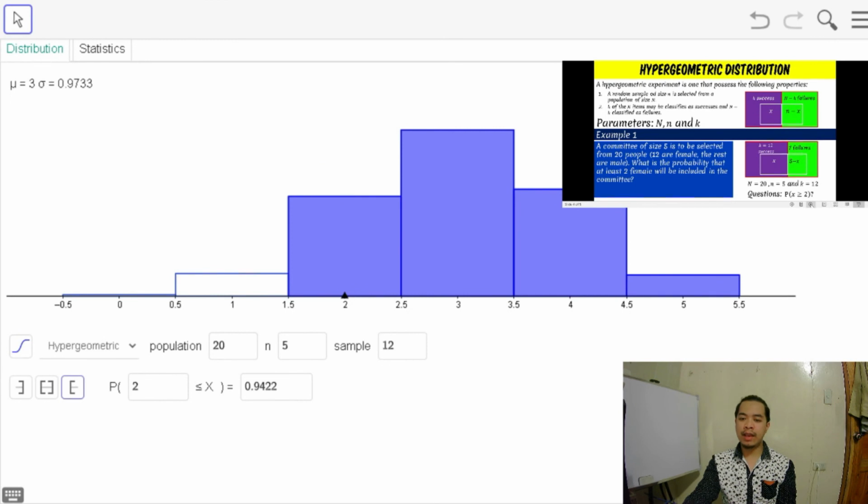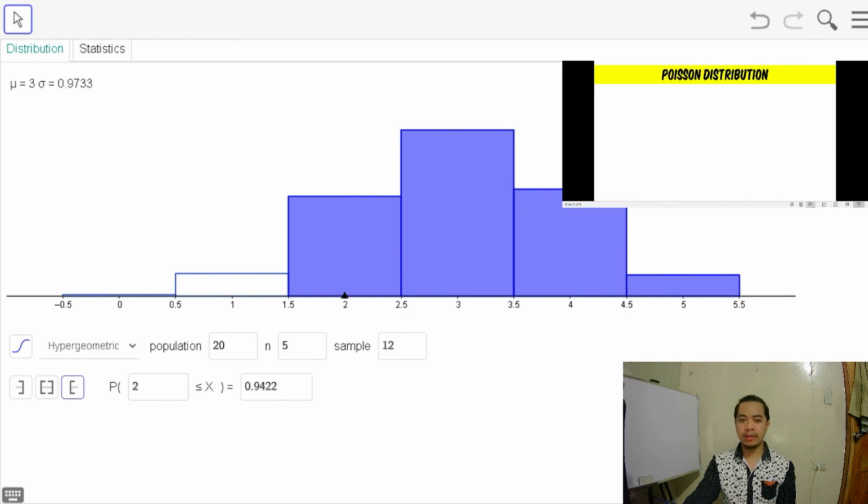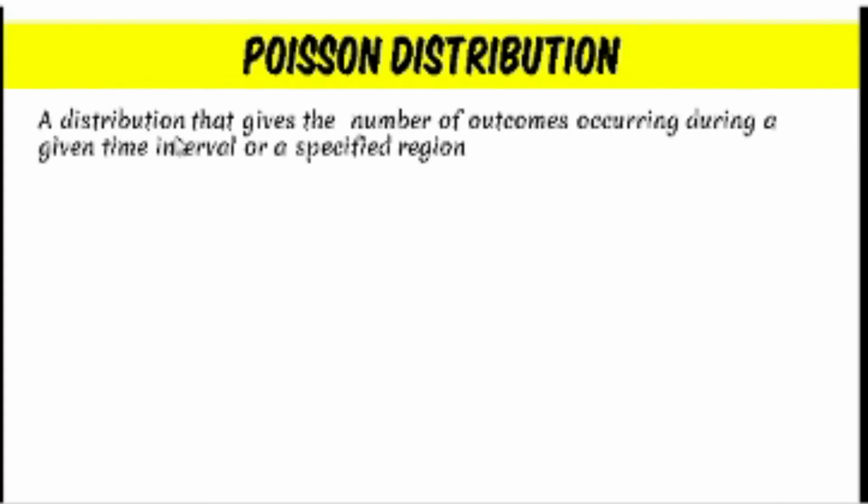Alright, let's have the last distribution. It's called the Poisson Distribution. These are one of the most important distributions in statistics. Just a brief description of what a Poisson distribution is. It is a distribution that gives the number of outcomes occurring during a given time interval or a specified region. So our keywords here are during a given interval or specified region.